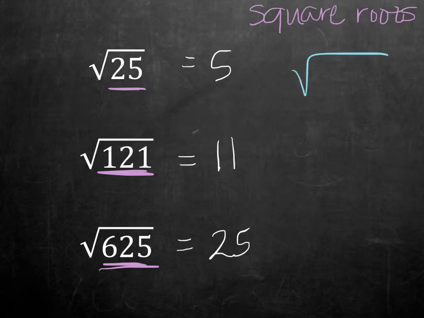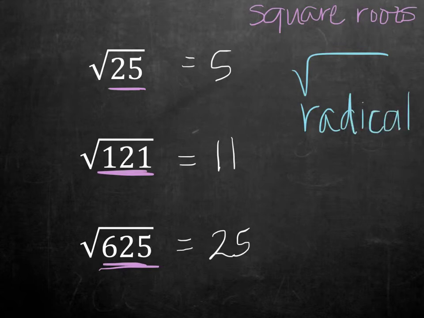Now you're probably noticing this little sign over here. It looks kind of like a check mark with a tail. This is called the radical. And the radical, it's actually a neat word, comes from a Latin word radix, which means root. Like I said, it looks like a check mark. It looks a little bit like the box that we use for long division. It's not division though. It's very specifically a square root.